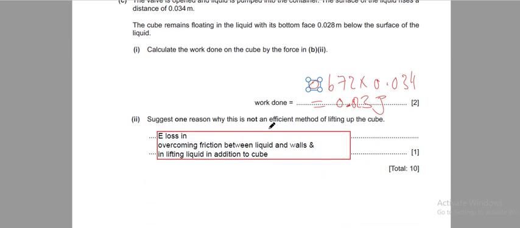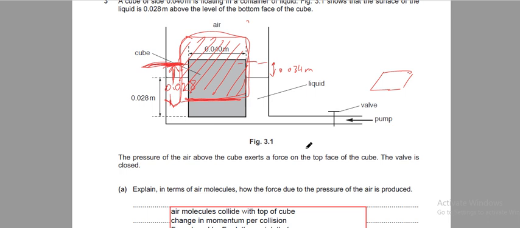Suggest one reason why this is not an efficient method of lifting up the cube: there is an energy loss in overcoming friction between the liquid and the walls of the pipe and the walls of the container. For the liquid to go up, it makes some friction with these walls beside it. The liquid that exists before we open the valve also has been lifted by opening the valve.